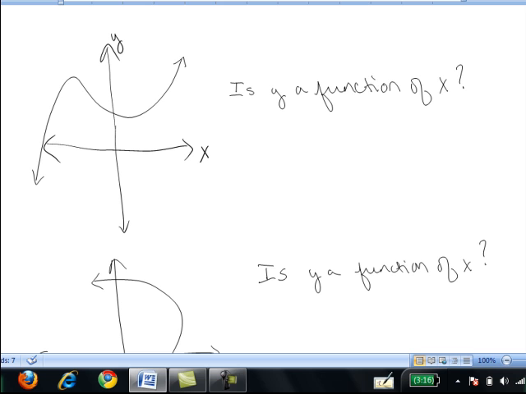Now, suppose we're given a graph and we're asked, is y a function of x? Again, y is on the vertical axis, so y is the output. X is on the horizontal axis, so it's the input. And looking at a graph is quite simple to determine if it's a function. All you have to do is take a vertical line and move it across the graph, and if it intersects the graph at only one point at a time, you know that y is a function of x.